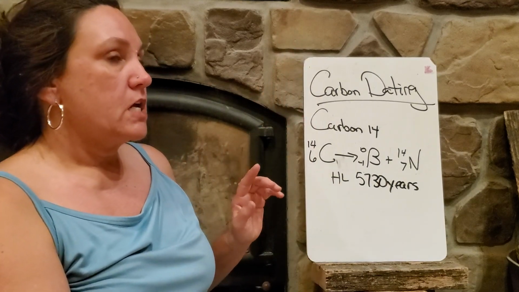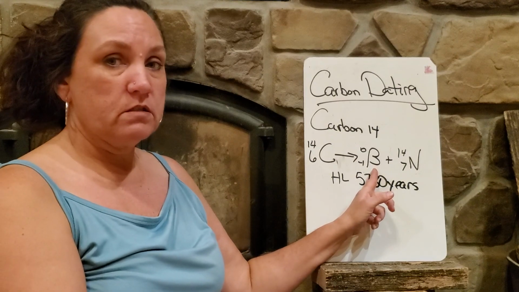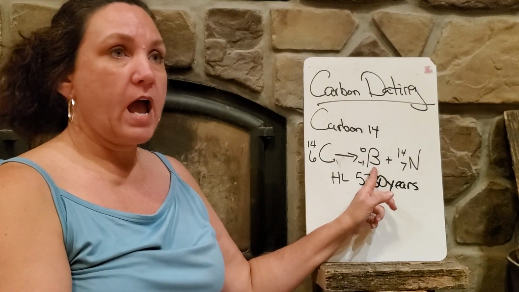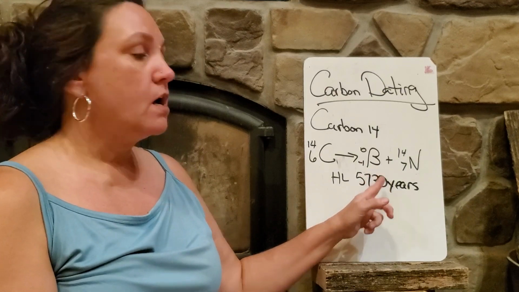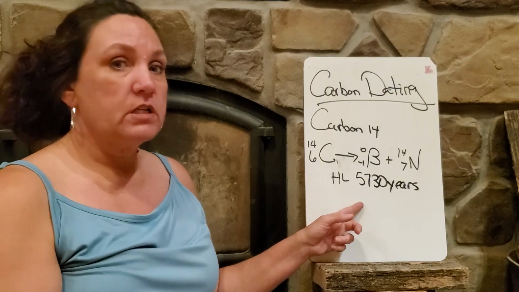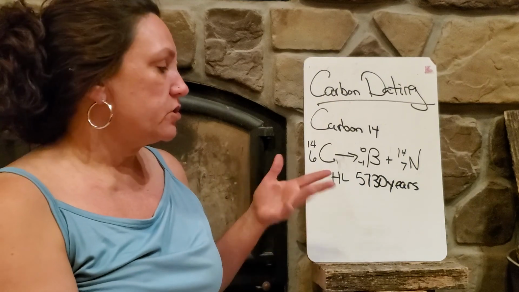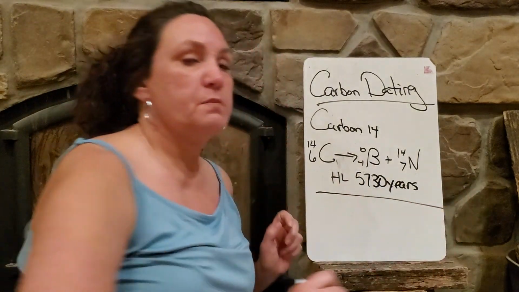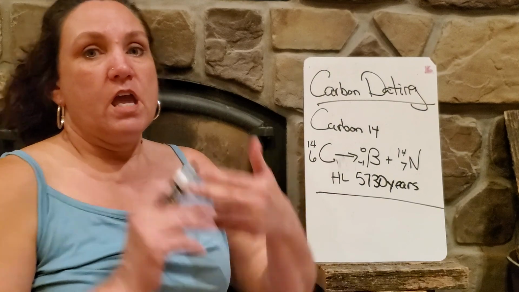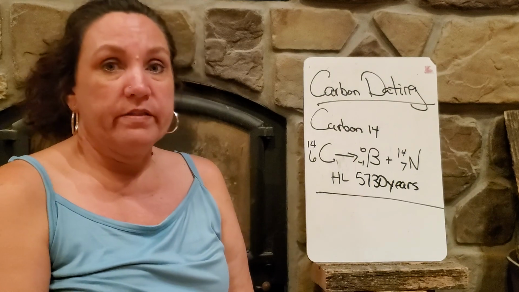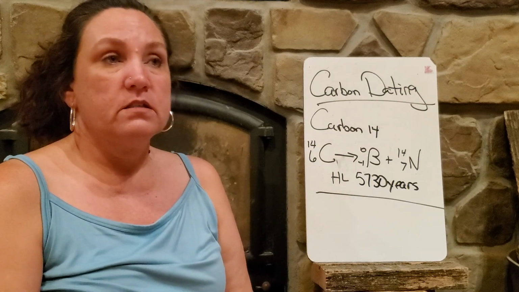So if we can measure this, we can figure out how many half-lives have passed. So 2 half-lives have passed. Oh, well, we can estimate the age at 11,000 whatever years. 3 half-lives have passed. Oh, we can estimate the age. That makes sense. Here's the problem. It's based on an assumption. And that's the part that I've never had adequately explained to me: why do we assume that? Because I've always been taught we don't make assumptions about stuff.